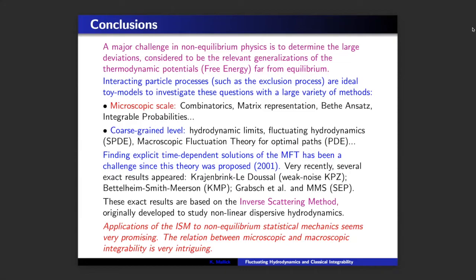It's really optimal path calculations. So it goes back, in fact, to Euler-Lagrange and to, yes, variational calculus. But unfortunately, it was not so easy to find explicit time-dependent solutions of the MFT. But suddenly, within the last year, in different domains, weak noise KPZ, it was Krajenbrink-Le Doussal, Bettelheim, Smith, Meerson, and Grabsch et al., using a different approach for KMP and SEP, and the thing that, of course, I told you that we did at the same time with Tomohiro and Hiroki, Tomohiro-san and Hiroki-kun.